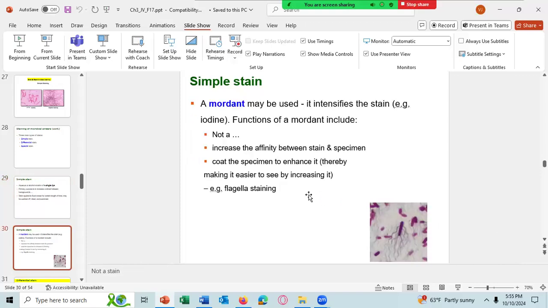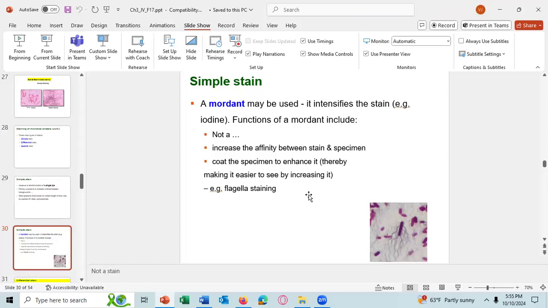You may use a mordant. It will intensify the stain. The functions of a mordant are, first of all, it's not a stain itself. It simply increases the affinity between the stain and the specimen. Like the mordant in the Gram stain simply makes the crystal violet stand out better than if you only had crystal violet alone. The mordant is iodine. We'll talk about that in the Gram stain.